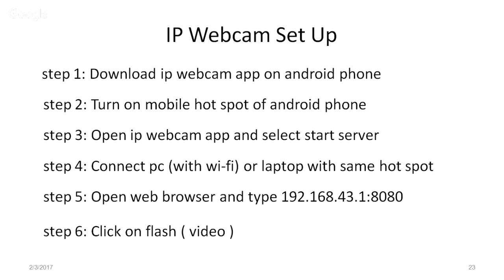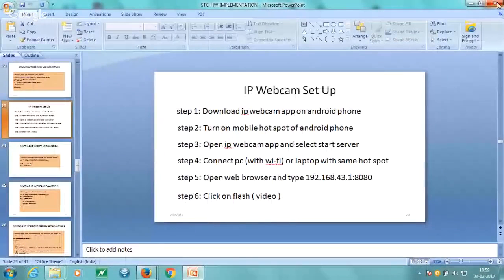After that, we will check how we are getting our input from your wireless webcam. For that purpose, please type 192. This IP will be the same for every type of IP webcam system, and click on the flash and video. I will show a video of how we do this.